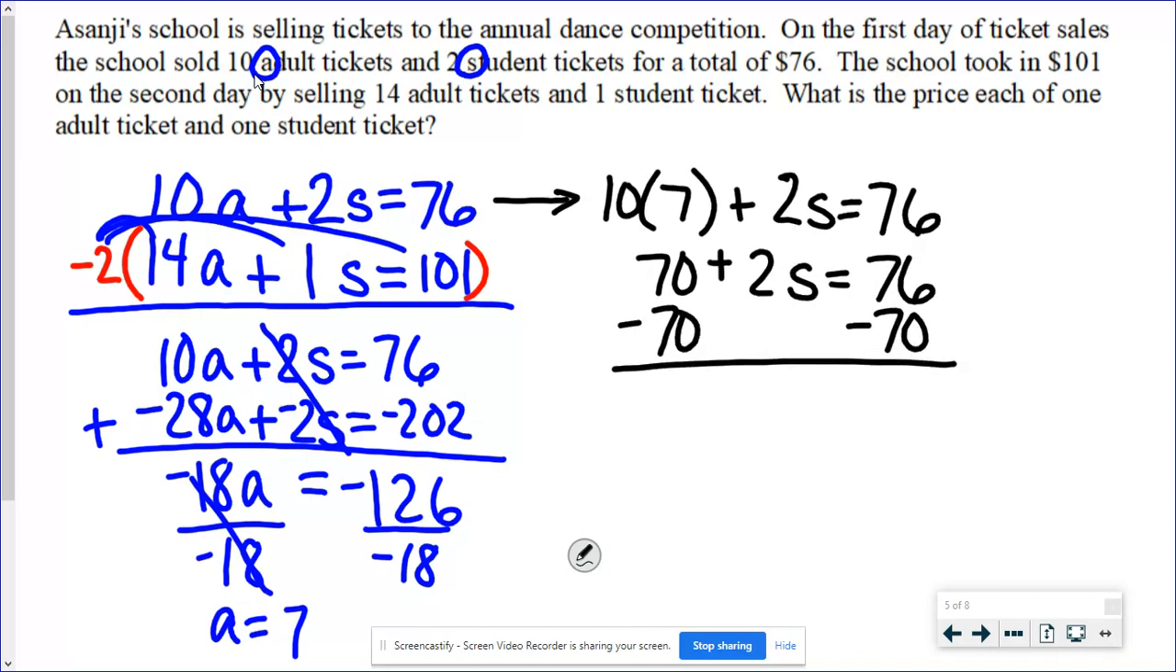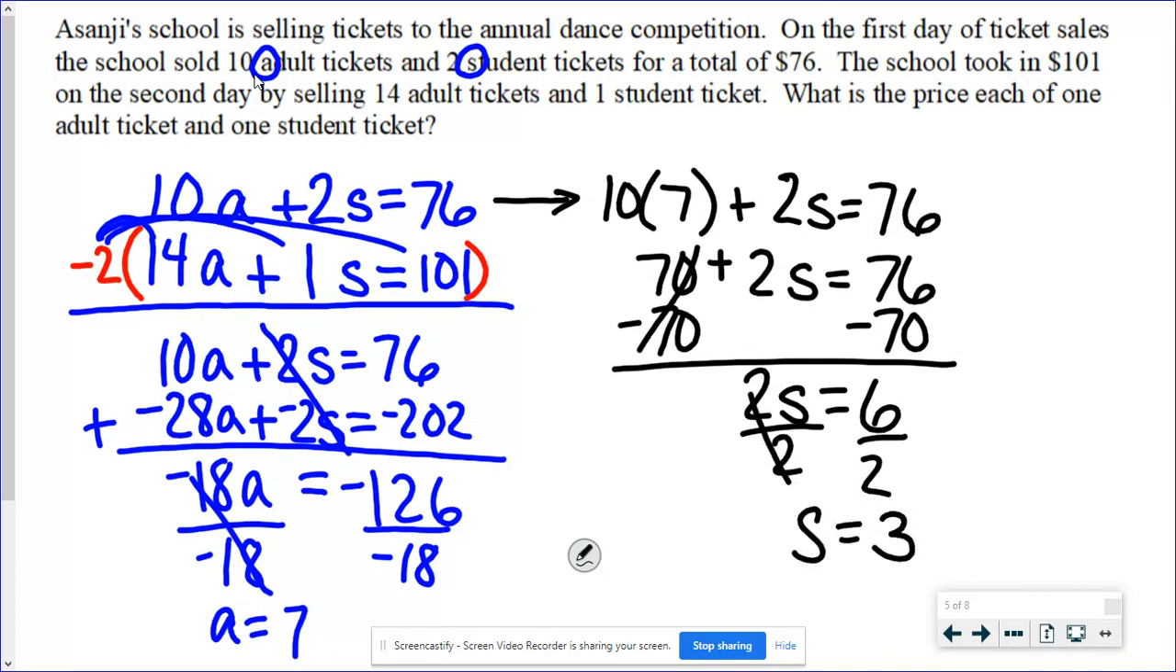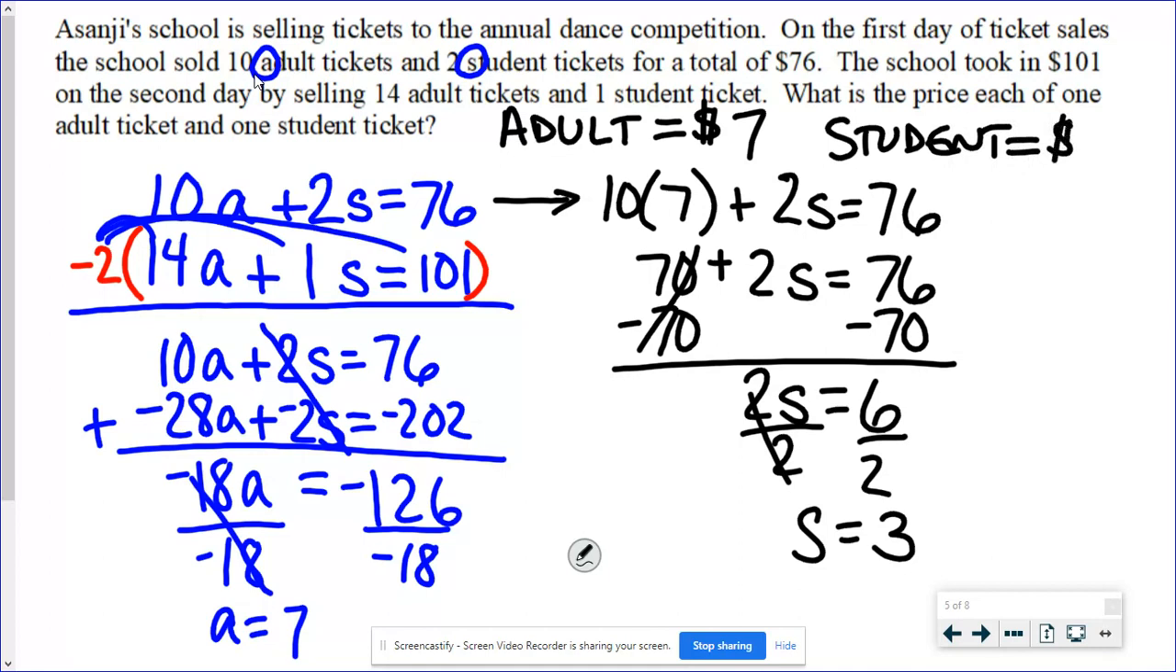I hope that everyone's okay with me just kind of solving this part of the equation without talking through every single step, because by now we should be feeling pretty comfortable with that. That means that the student tickets are $3 each, right? So when I answer this question, how much are the adult tickets and how much are the student tickets? So an adult ticket was $7 and a student ticket was $3.